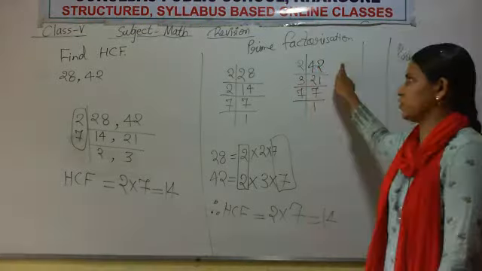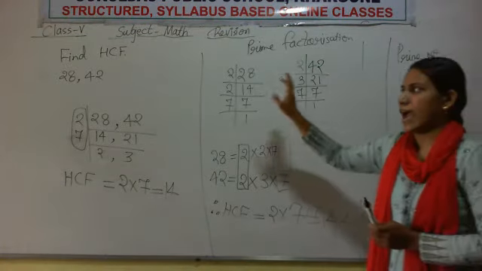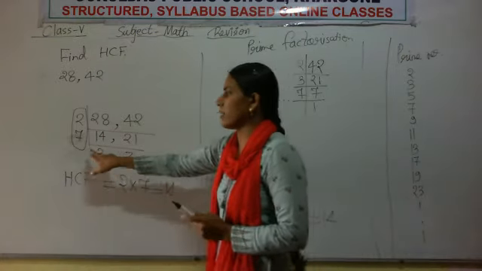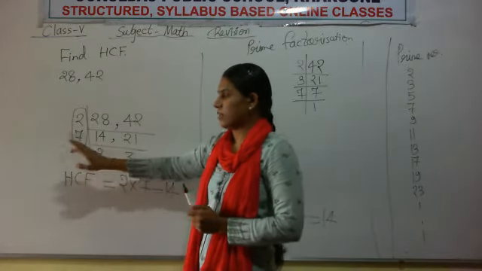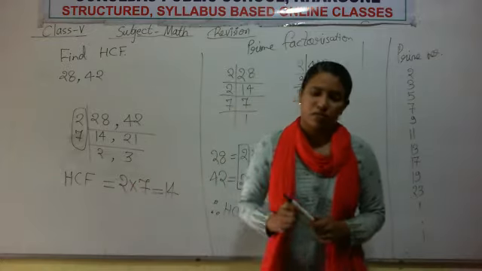In prime factorization method, we keep dividing till we get 1 as quotient. And in short division method, we keep dividing till we have a common factor. As our common factor is over, we stop division.